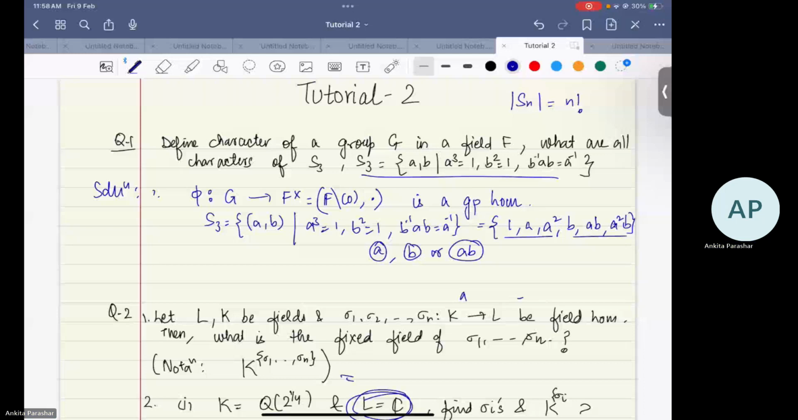Why? Because phi A cannot be 0, right? We cannot map to 0, because we have anyway excluded the 0 element from the field. So phi A has to be 1. Earlier we had phi A cubed is 1, but now we have a more precise condition.